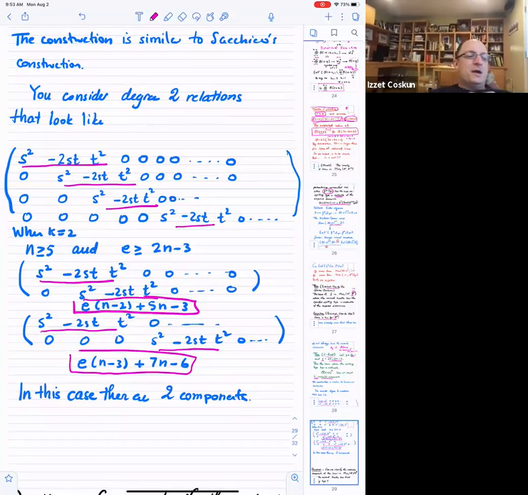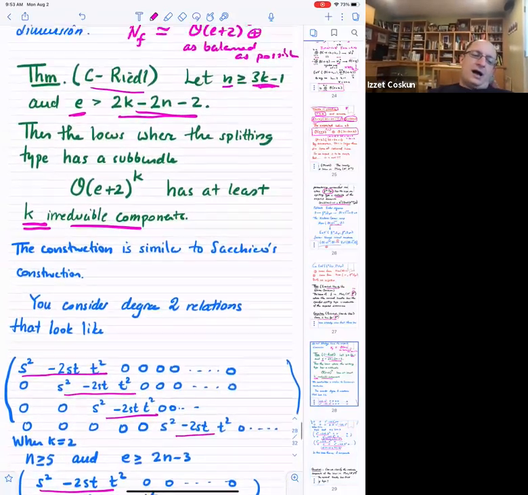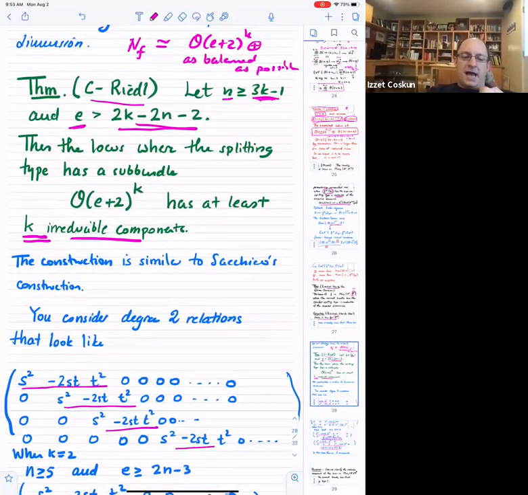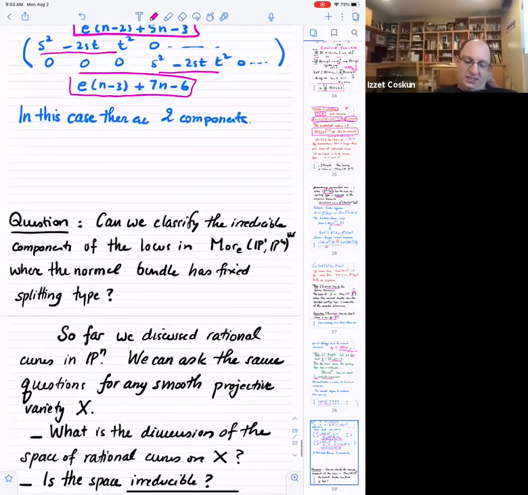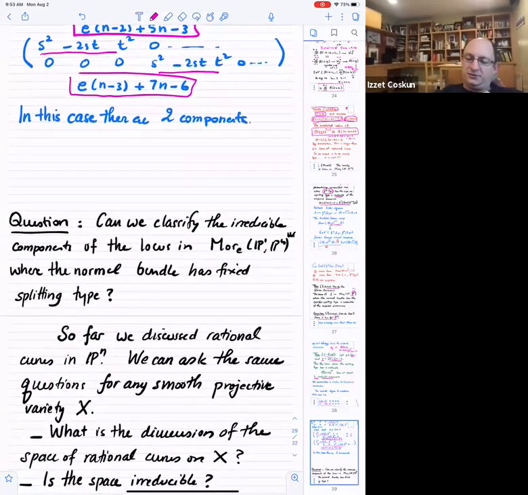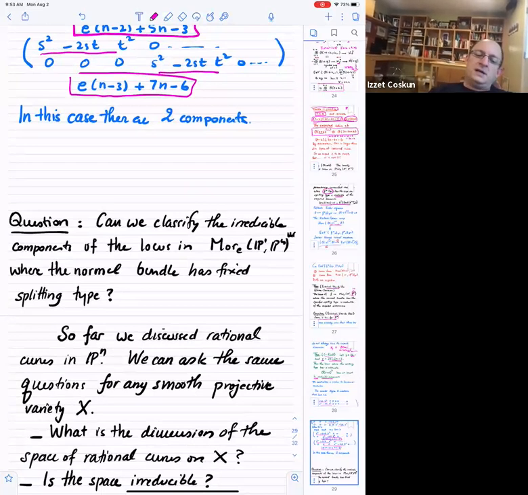But the thing to understand is that we don't understand the components and the dimensions, even in projective space, of a given splitting type for the normal bundle. So that's the question: can we classify the irreducible components of the space of morphisms from P1 to Pn where the normal bundle has fixed splitting type?